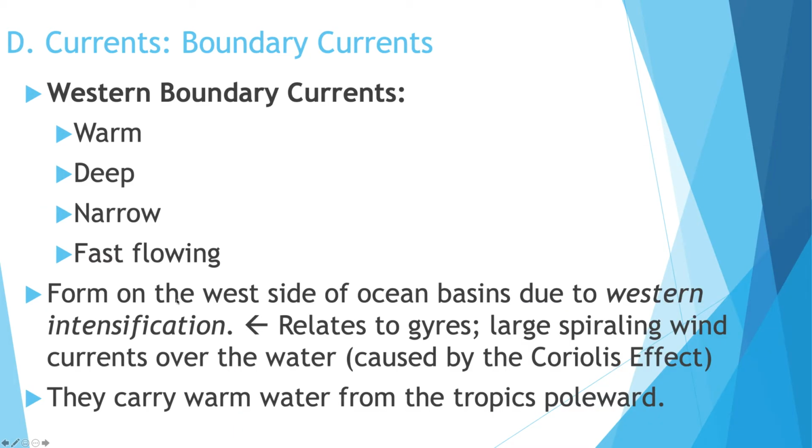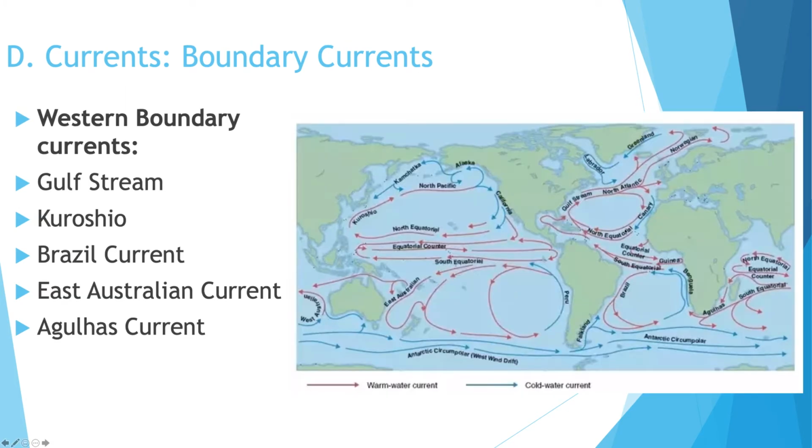Now, if we move on to western boundary currents, these are warm, they're deep, they're narrow, they move quickly. The water is heated quickly, they move very fast, okay? They form on the west side of ocean basins due to western intensification, which is related to gyres or large spiraling wind currents over the water, and that's caused by the Coriolis effect, all right? They carry warm water from the tropics towards the poles. So again, warm water from the tropics up towards the poles.